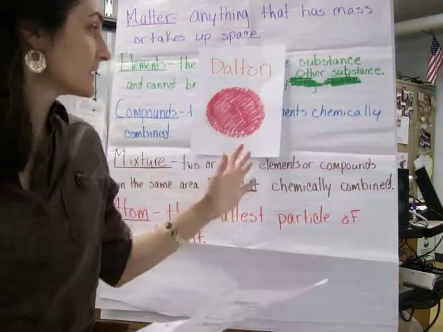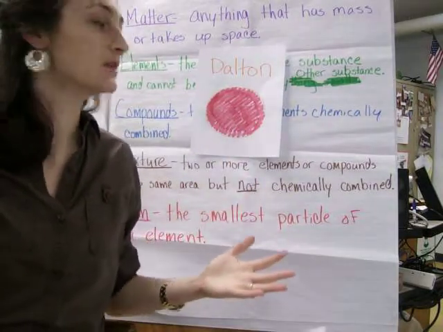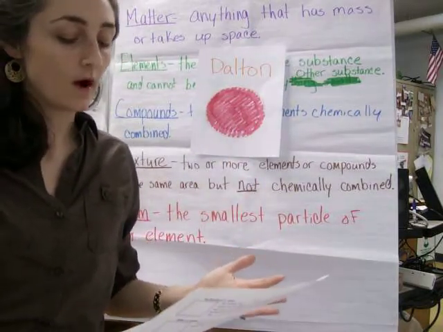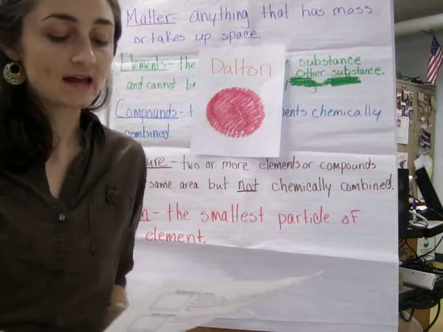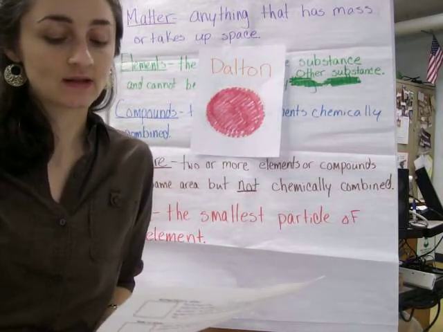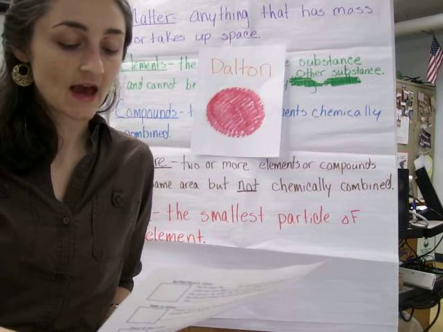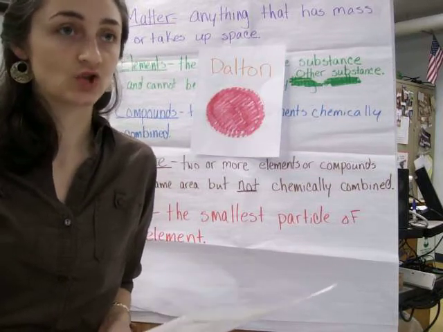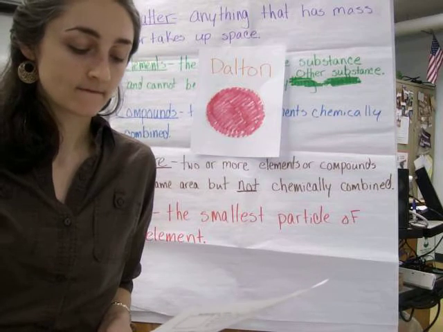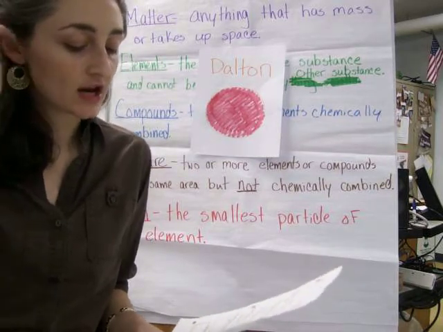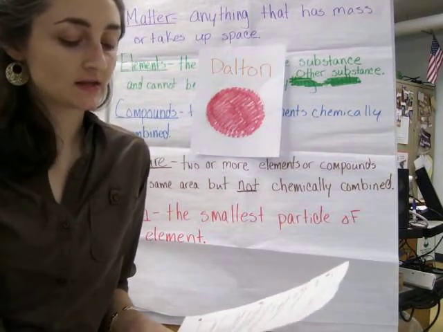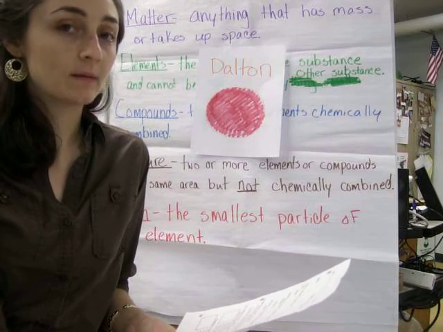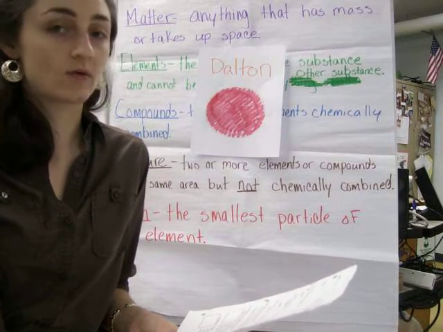And one of the last things that Dalton had to take into consideration when he created his model was that atoms cannot change into different elements and only get recombined when going through a chemical change. So atoms cannot change into different elements and only get recombined when going through a chemical change.